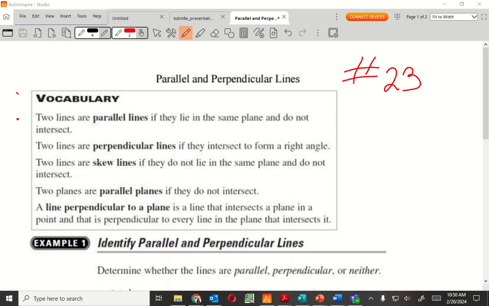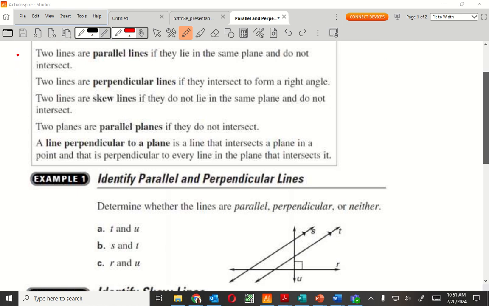Two lines are skew if they do not lie in the same plane and do not intersect. This is actually kind of interesting. We have to draw a box to make this one, which looks like a good example of this one. Two planes are parallel planes if they do not intersect. A line perpendicular to a plane is a line that intersects a plane in a point and is perpendicular to every line in the plane that intersects it. So, basic definitions for a lot of this stuff.